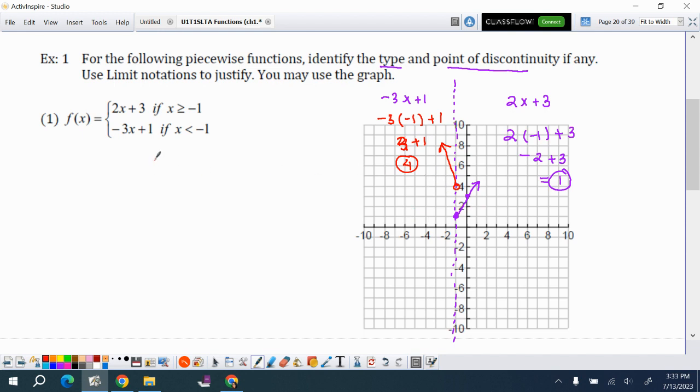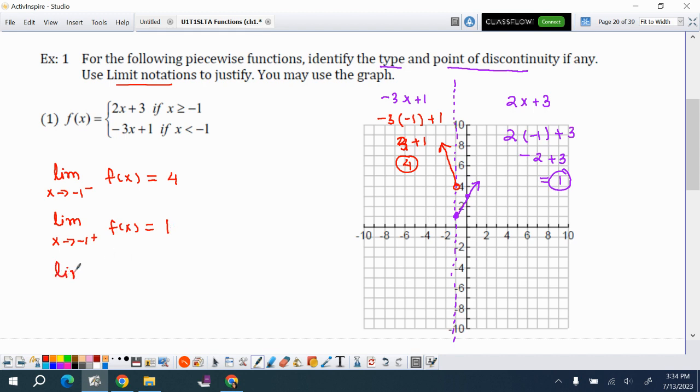Now we are interested in the limit notation and checking the type of discontinuity. So I'm going to use the limit notation. Limit as x approaches -1 from the left of f of x, what's that? The number is 4. I'm using this number on the left: -3 times -1 plus 1. Limit as x approaches -1 from the right. I'm coming from the right side, that means this one, and that number is 1.